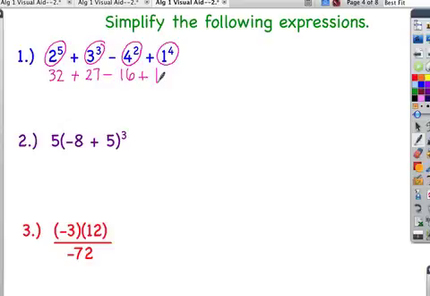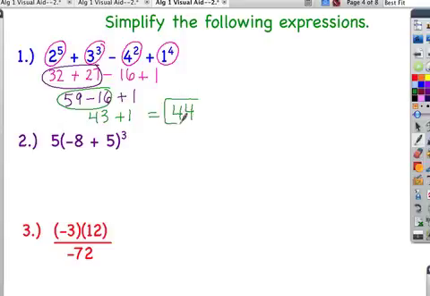Now I go from left to right. 32 plus 27, which is 59. I recopy everything else. 59 minus 16, which is 43 plus 1, and I get my answer of 44.